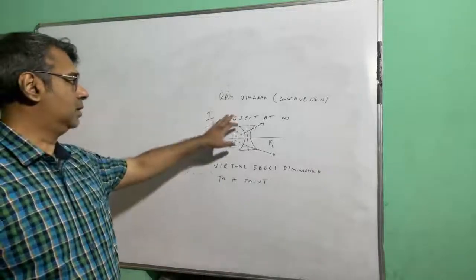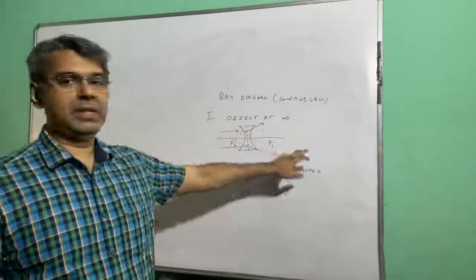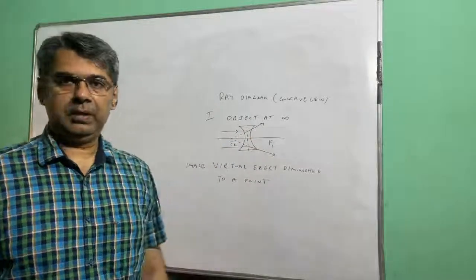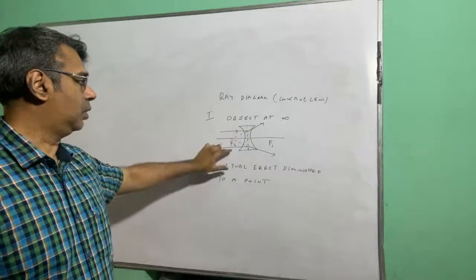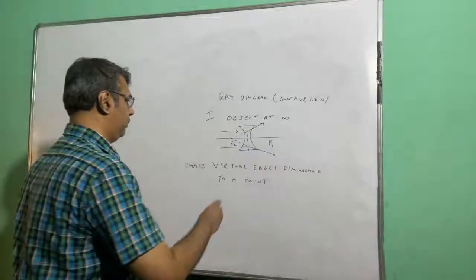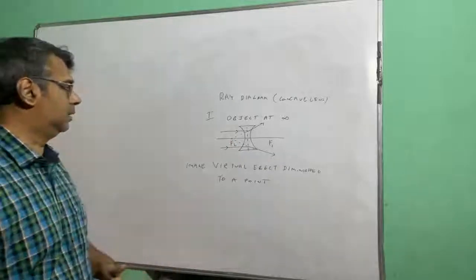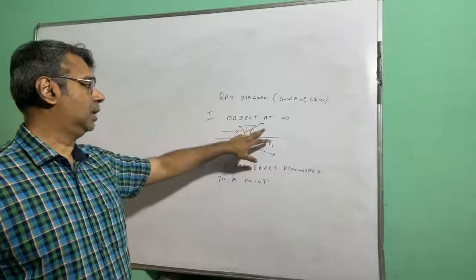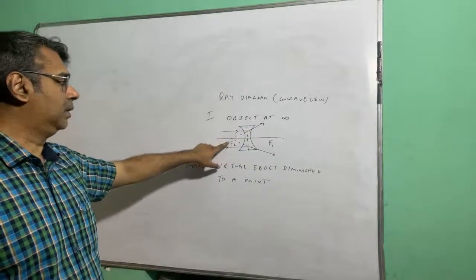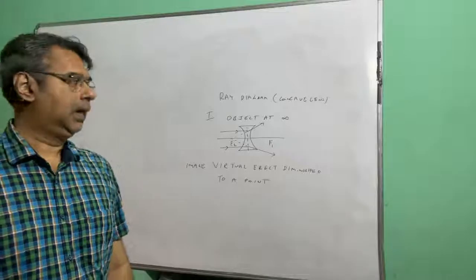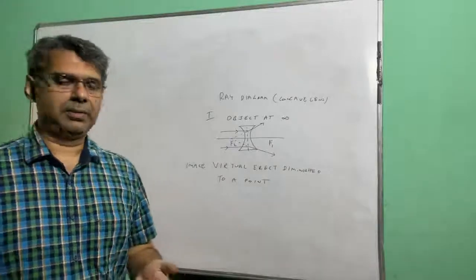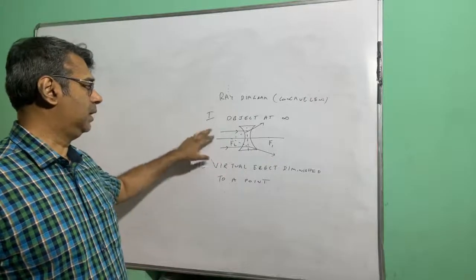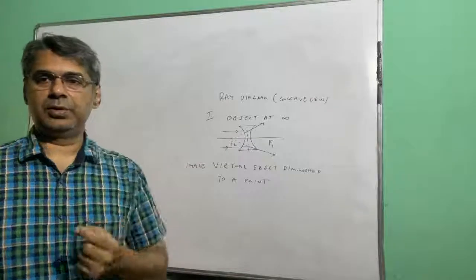For the concave lens, the first ray diagram is when the object is at infinity, so the rays are coming from infinity. I have drawn two parallel rays, the top one and the bottom one, parallel to each other. After they pass through the lens, if you produce them back, they appear to be coming out of F2. That is what we expect. So the object is at infinity and the image is just reduced to a point.